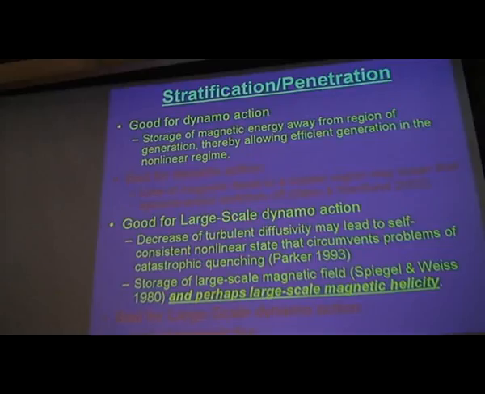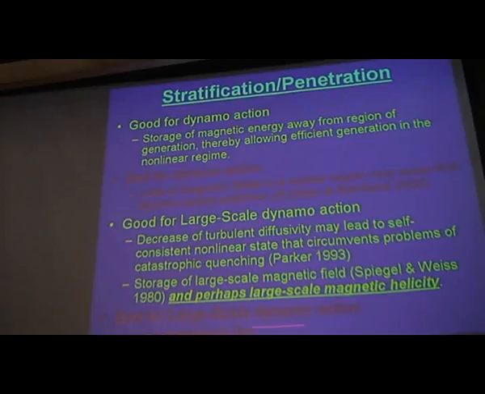You can argue that it's good for large-scale dynamo action because if you have a stable stratified layer, then you decrease the turbulent diffusivity, and this may lead to getting around the catastrophic quenching problem. This so-called interface dynamo scenario was proposed by Parker in 1993. It's good to have a stable layer because maybe you can store a large-scale magnetic field, and perhaps following on from Ethan's talk, you can perhaps store the large-scale magnetic helicity away from the small-scale magnetic helicity. Parker didn't quite say this, but I think he had that in mind, actually, or maybe he didn't, I don't know, with the interface dynamo.